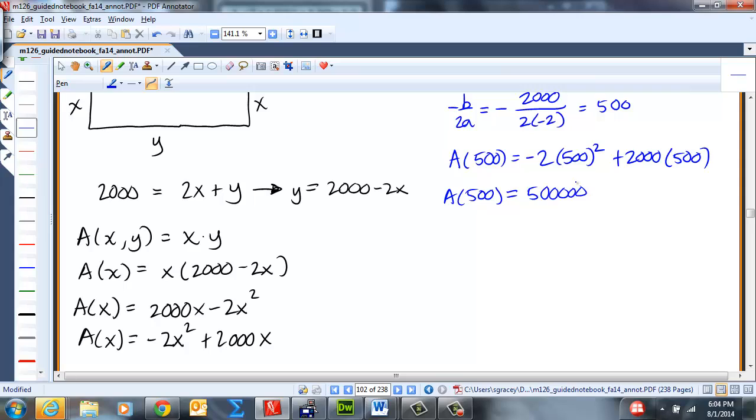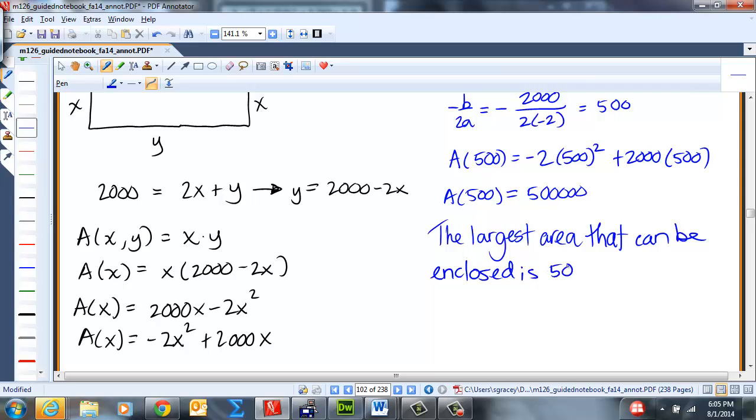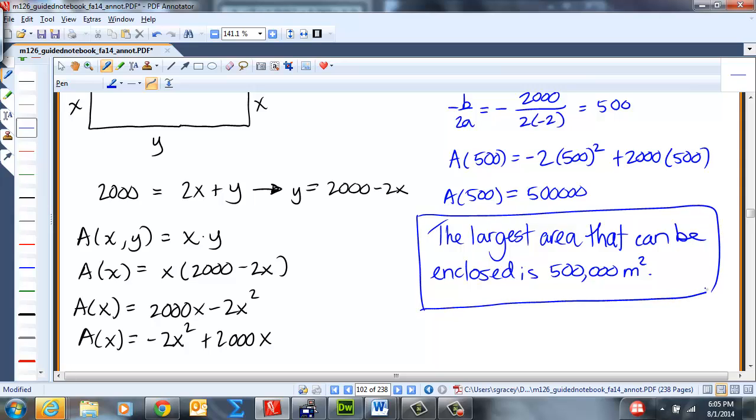So let's answer the question. Given these conditions, the largest area that can be enclosed is 500,000 square meters. Okay.